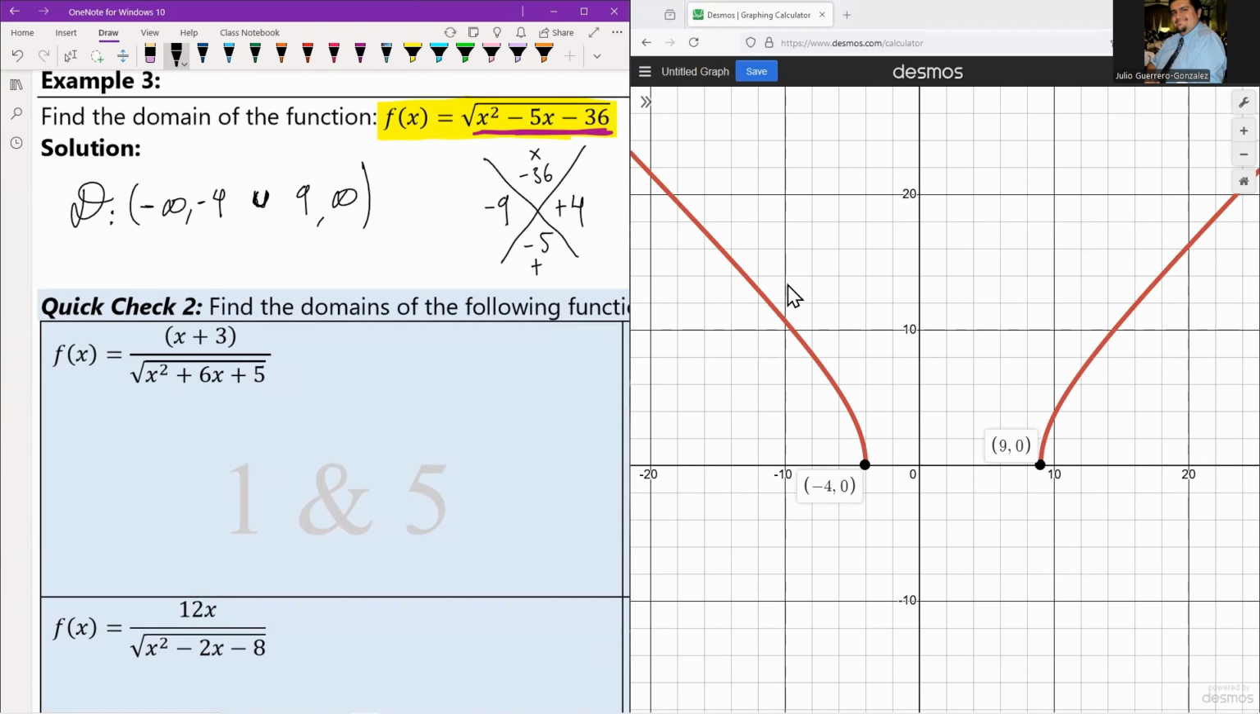Yeah. So now the question is, do we include -4 and do we include 9? If you take a look, I'll invite you to do it on your own. If you plug in -4 and +9, you get the square root of 0. And the square root of 0 is 0. That is a valid number. So that means we can include those values. They actually work. Okay, so this right here would be our final answer. This is the domain of our function.